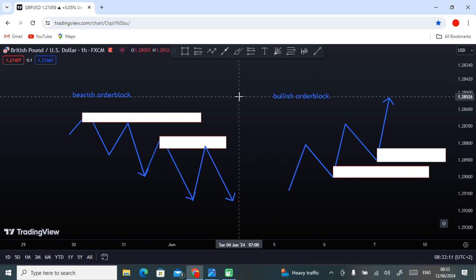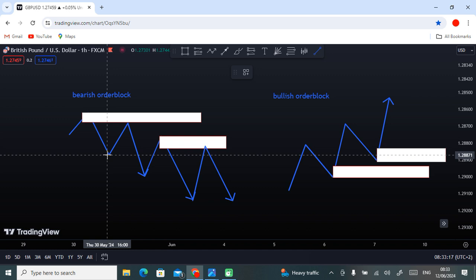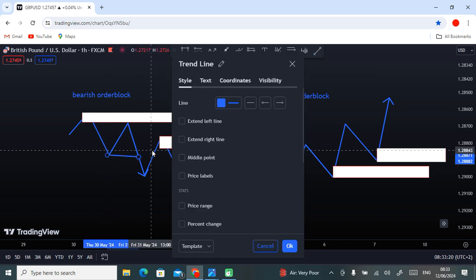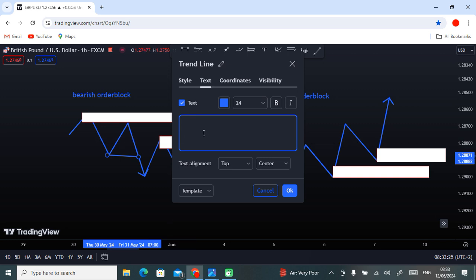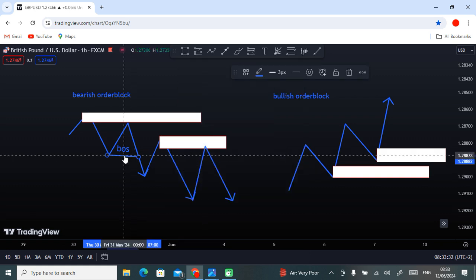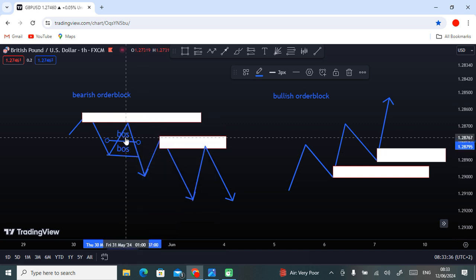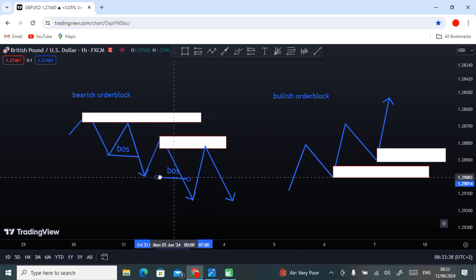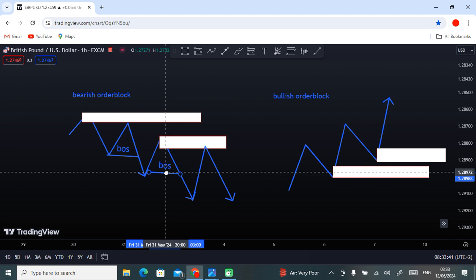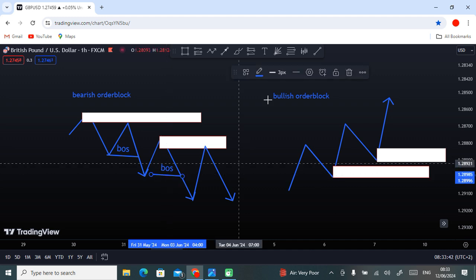Now what we are going to talk about again, I made a mistake. I should have told you about this. This one's a break of structure. Let's add text to it. Let's say BOS. This one is a break of structure. Let's just clone this one. Then even here, it's a break of structure. That's why we said the break of a low.